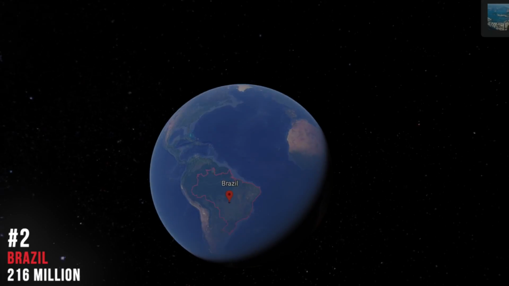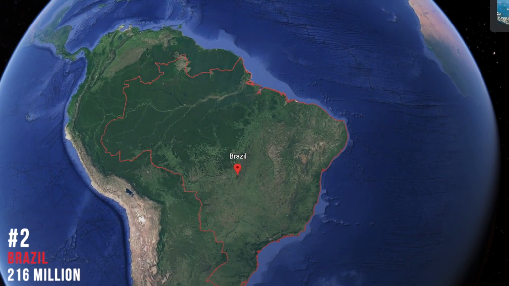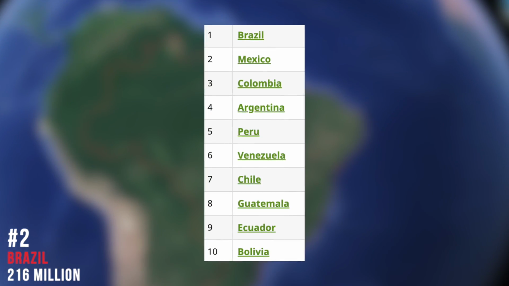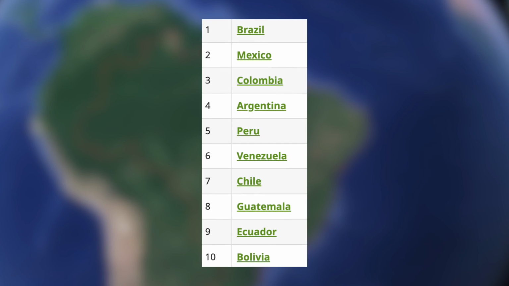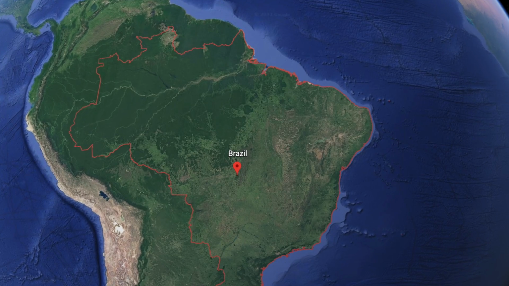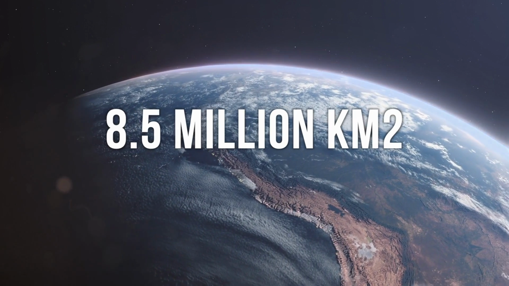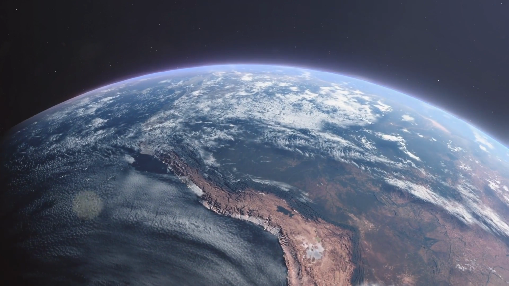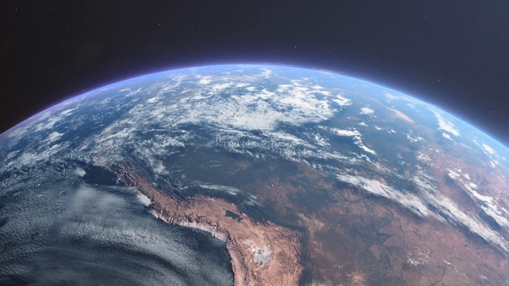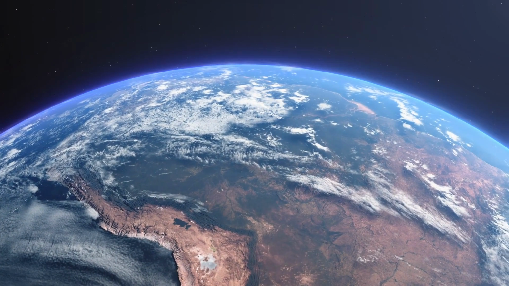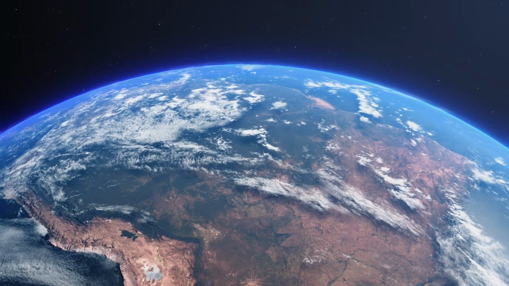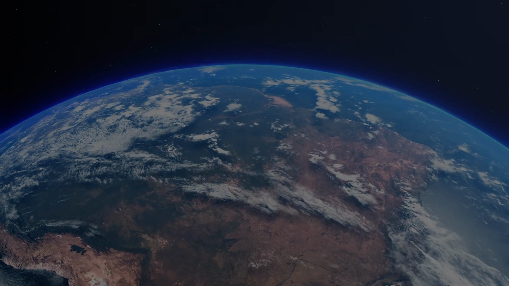Number 2. Brazil, 216 million. Brazil is the most populated country in Latin America and the 7th most populated in the world. At about 8.5 million kilometers squared, Brazil is by far the largest equatorial country on Earth by land size. In second place would be our previous entry, the DR Congo, which is roughly 3.6 times smaller.